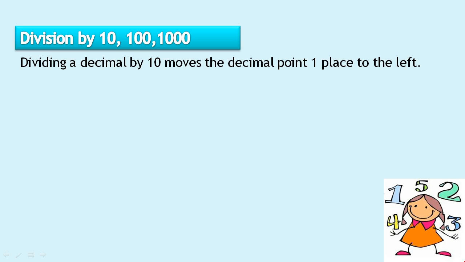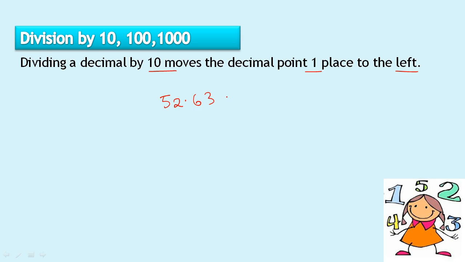Division by 10, 100 and 1000. You see, dividing a decimal by 10 moves the decimal point one place to the left. Suppose you are going to divide, very simple. Whenever you are going to divide anything by 10, 100 and 1000, the things become very easier.